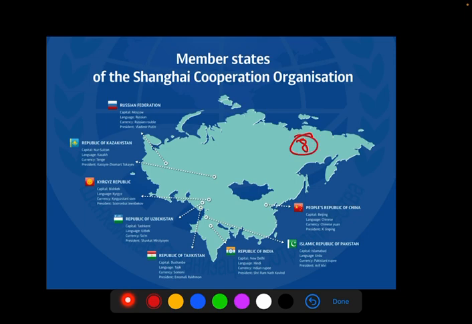Very soon the SCO is going to induct Iran, and Belarus is also on the line. However, we should wait and watch, because at the last year's conference in 2022, the Samarkand conference of SCO, it was decided to induct Iran and later Belarus. We will wait and watch for the official confirmation of the joining. Until then, try to remember that currently 8 countries are part of the SCO.